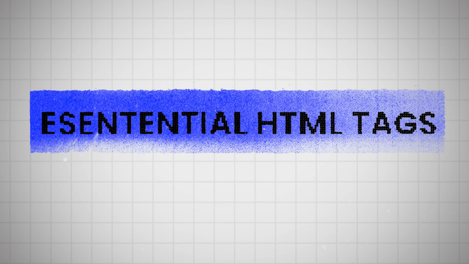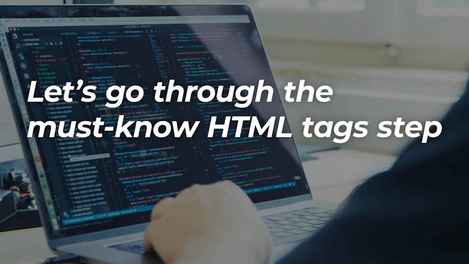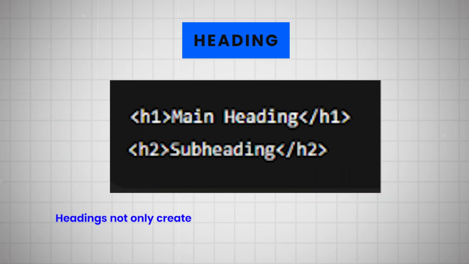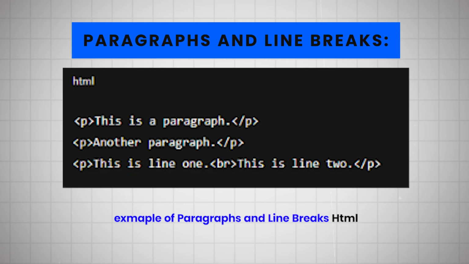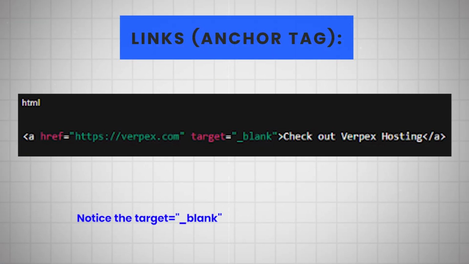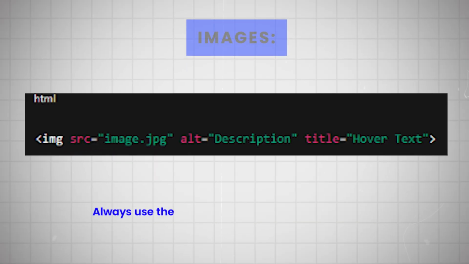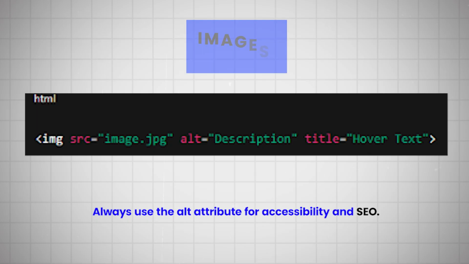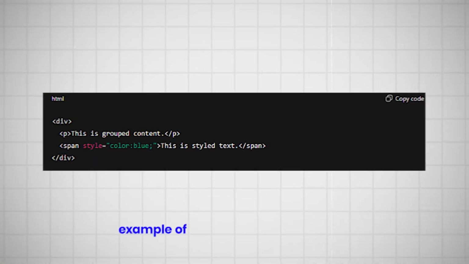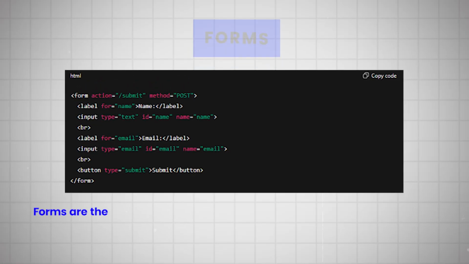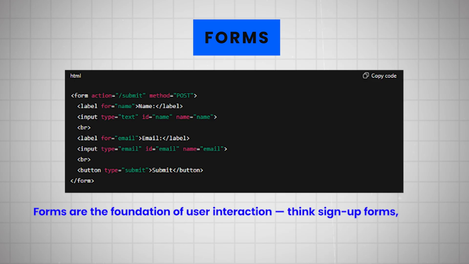Essential HTML tags. Let's go through the must-know HTML tags step by step. Headings. Headings not only create a visual hierarchy, but also help with SEO. Paragraphs and line breaks. Links, the anchor tag. Notice the target _blank. It opens the link in a new tab. Images. Always use the alt attribute for accessibility and SEO. Lists, tables, divs and spans. Forms. Forms are the foundation of user interaction. Think sign-up forms, search bars, or checkout pages.